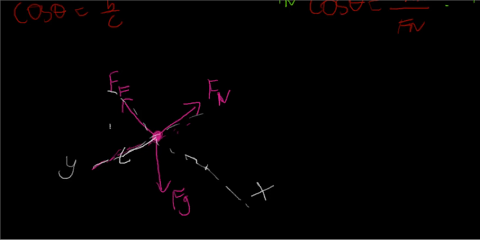So we can break up the force of gravity. This is aligned along the y-axis, so we'll call it force of gravity y. This is aligned along the x-axis, so force of gravity x. This is 90 degrees. That is no longer valid, so we'll put a big 0 on it.